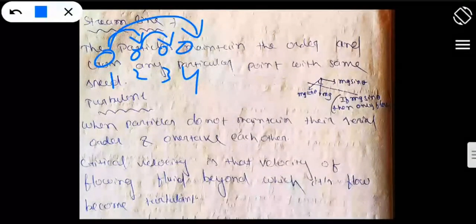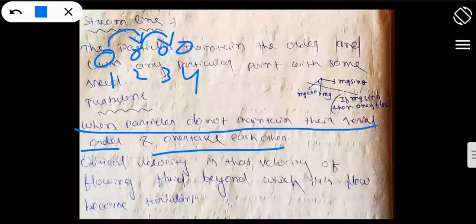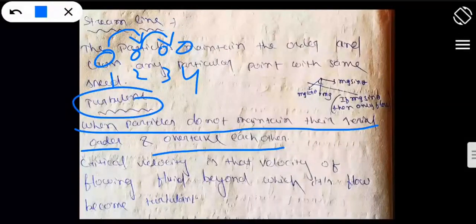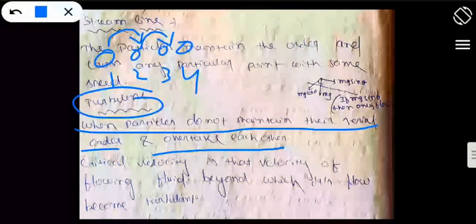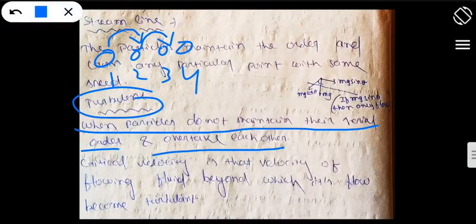So what is a turbulent flow? When particles do not maintain their serial order and overtake each other, that is known as turbulent flow. What is the example? Tap water. When you switch on the tap, the water suddenly comes out, so the particles are not maintaining the serial order. The river flow is a streamline flow, a steady flow. But the water coming from the top surface and reaching the down surface with maximum speed does not maintain the streamline, it is turbulent. The best example in your day to day life is a water tap.